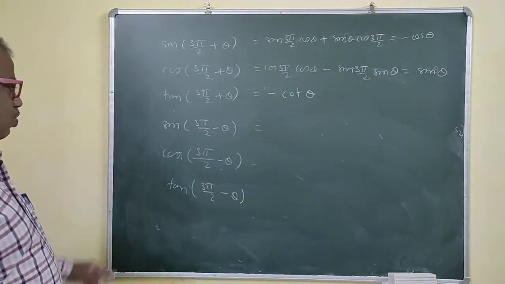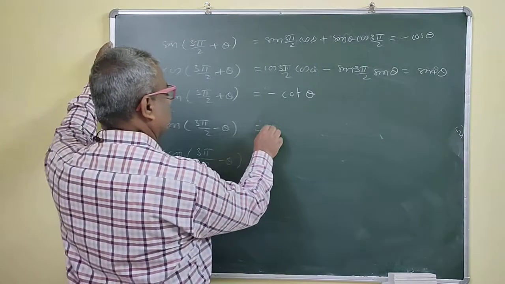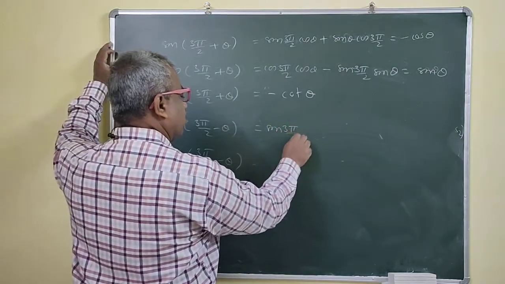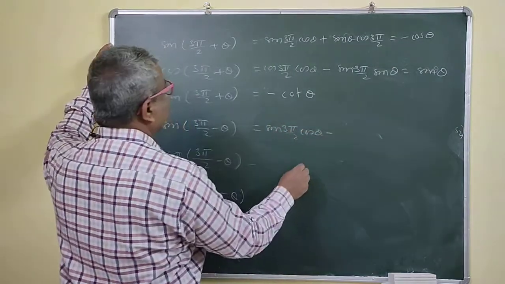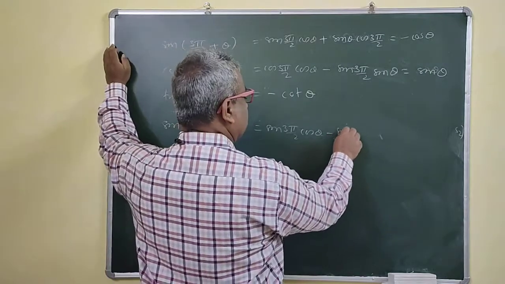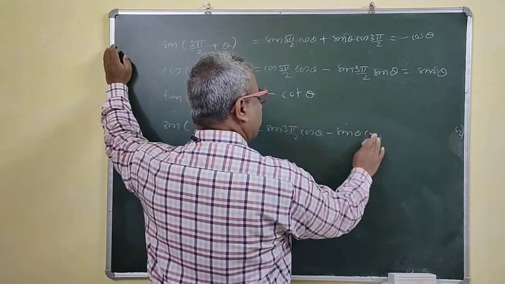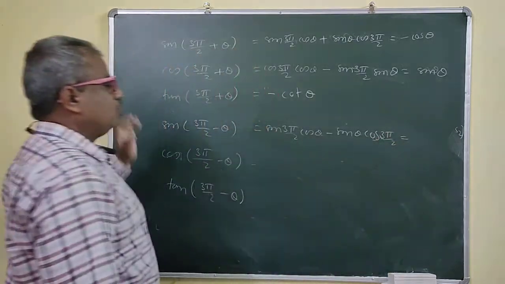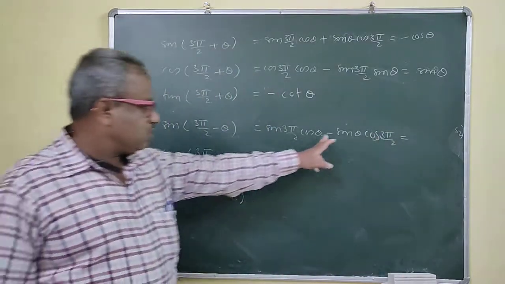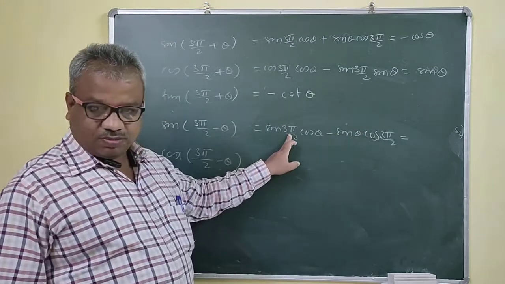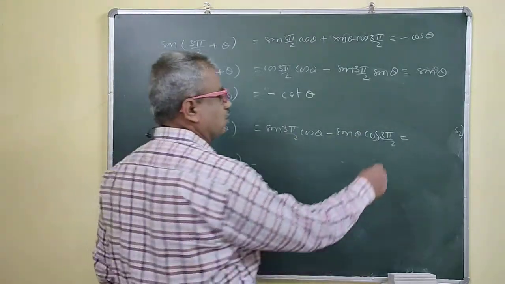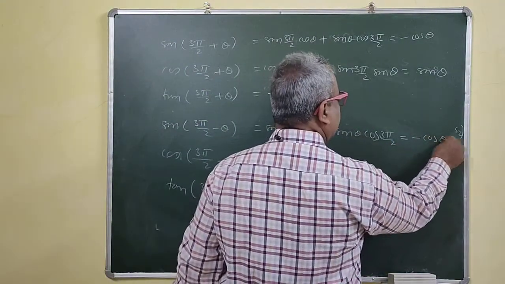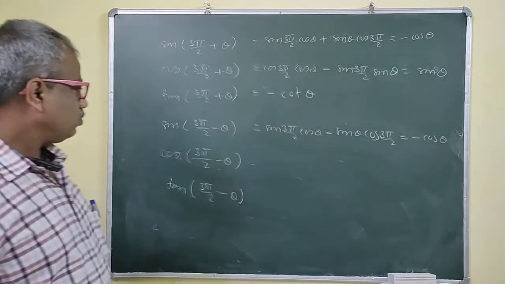Minus cot theta. Okay, sin of 3 pi by 2 minus theta. So this is sin 3 pi by 2 cos theta minus sin theta cos 3 pi by 2. Cos 3 pi by 2 is 0, so this term is 0. Sin 3 pi by 2 is minus 1. So minus cos theta.